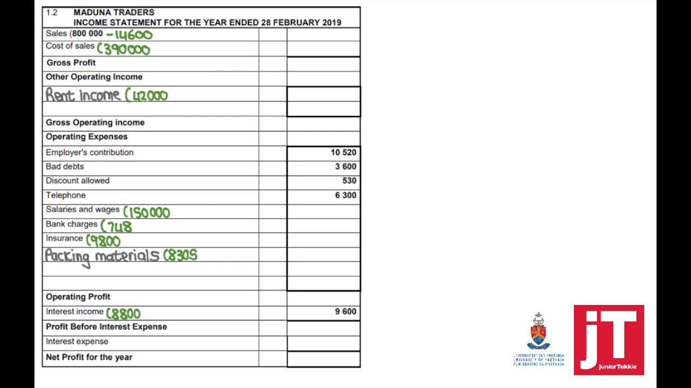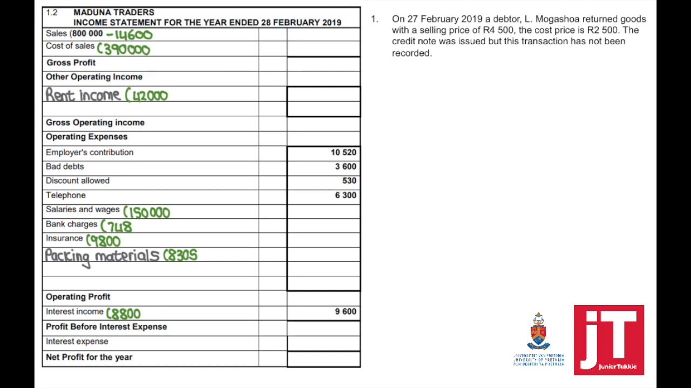Now, moving on to the adjustments. So the first adjustment on 27 February 2019, a debtor returned goods with a selling price of 4,500. The cost was 2,500. This credit note issued was not recorded. It means that directly in your sales, we are going to say minus 4,500, the selling price, and the cost must be subtracted from cost of sales. Remember, the goods were returned, our expense will decrease.